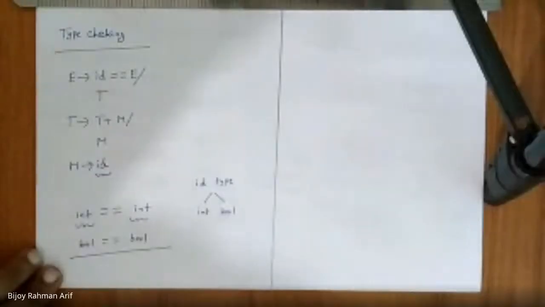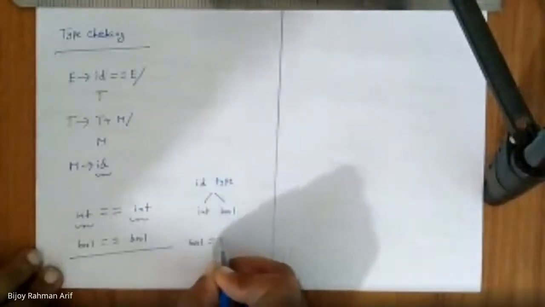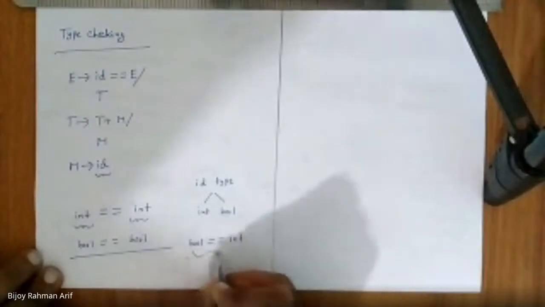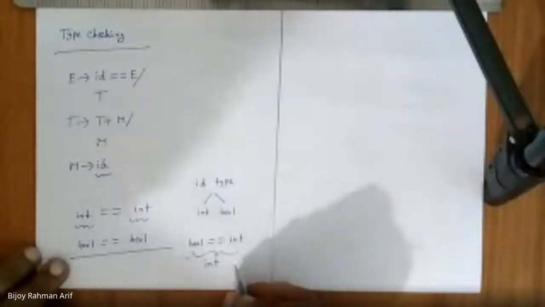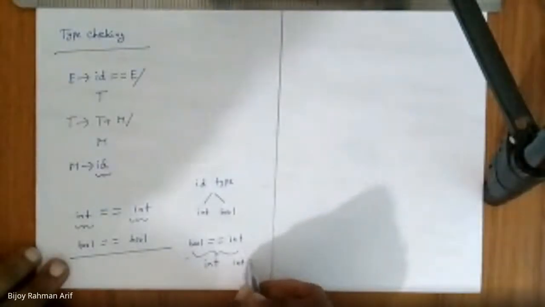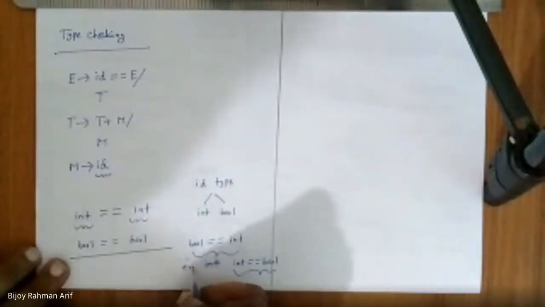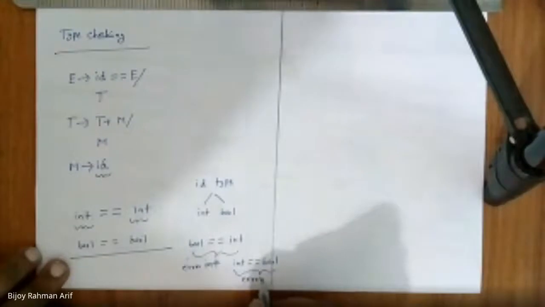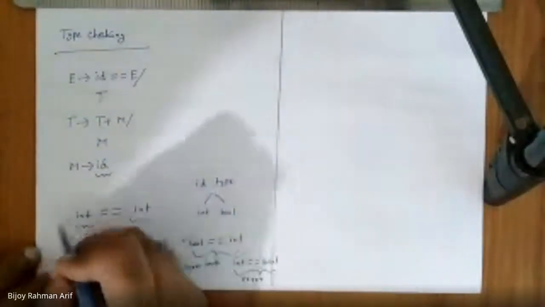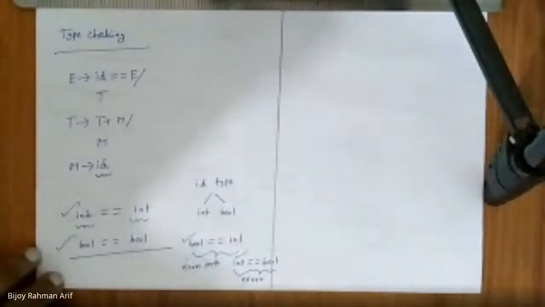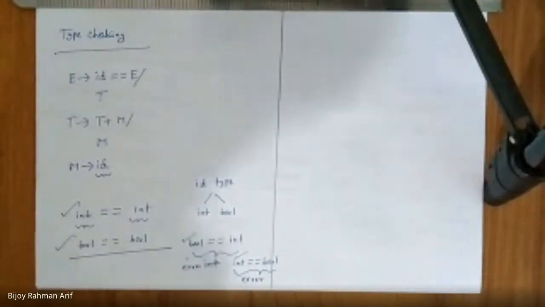Is there any other option? How about this? If the left side is bool and right side is integer, then it's error. Am I right? Yes, sir. On the other hand, if right side is integer and left side is bool, then it is also an error. So these two are errors. This is valid. Am I right? Yes, sir.